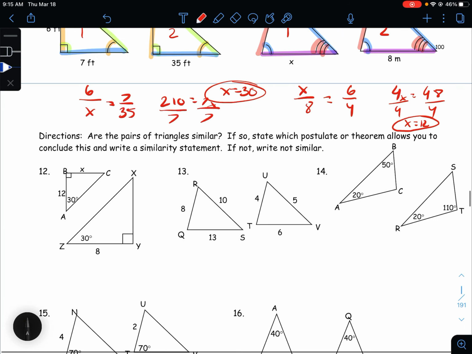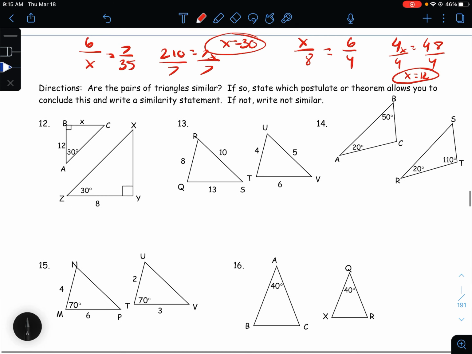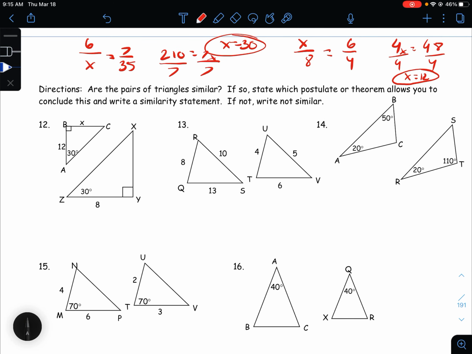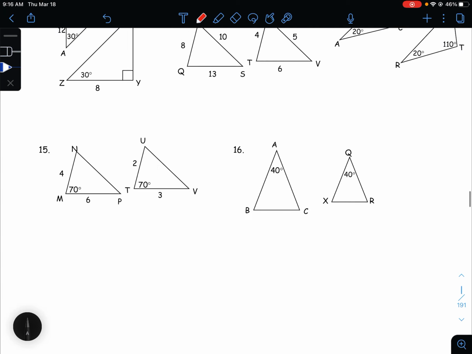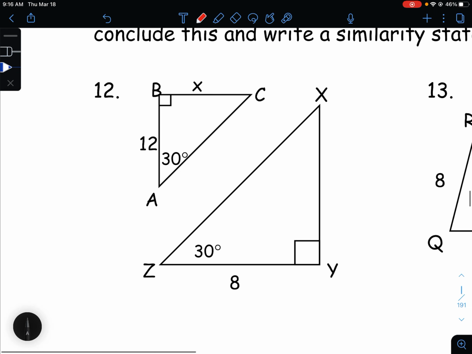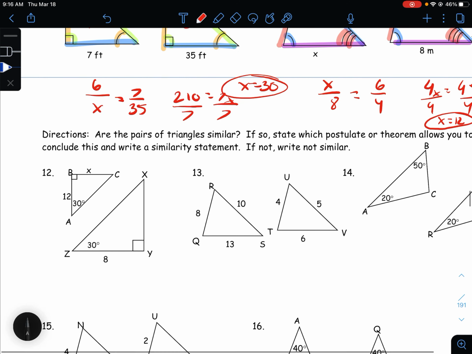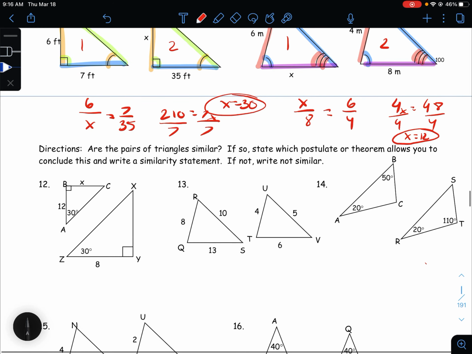All right. So next it says, are the pairs of triangles similar? If so, write a postulate or theorem that allows you to conclude that they are similar. All right, so let's go ahead and try number 12. So again, our options are angle, angle, side, side, and such. Angle, angle, side, and side, side.